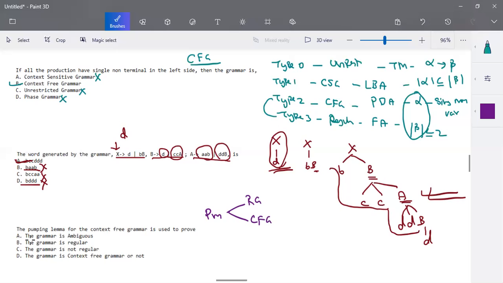So the option here is the grammar is ambiguous. No, it is not going to verify that. The grammar is regular. No, it is not about regular. So it is going to prove that the grammar is context-free grammar or not. Okay, so it is going to define some set of rules that is used to prove the given grammar is context-free grammar or not. Okay, thank you.